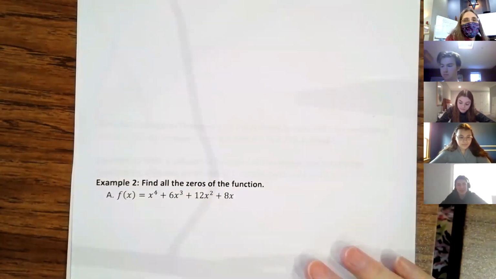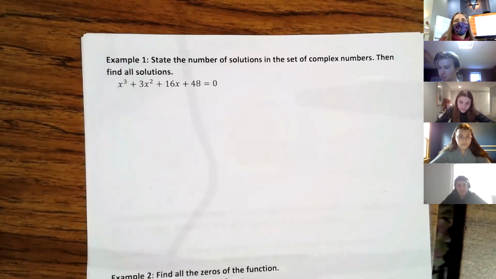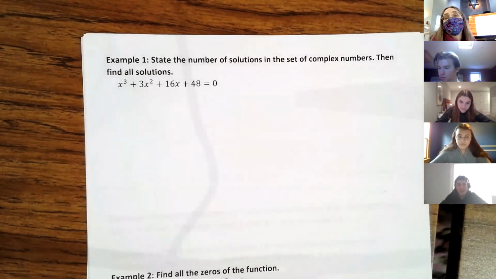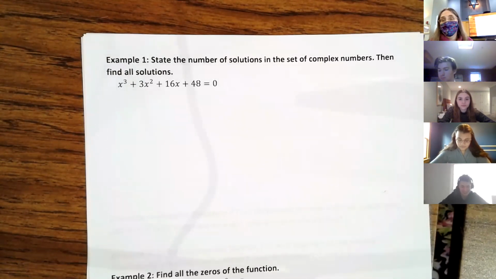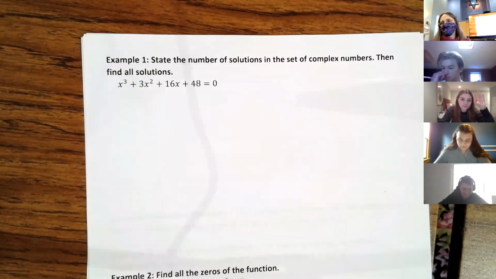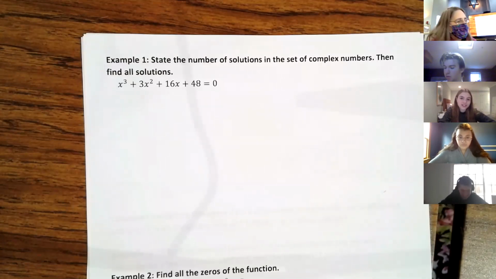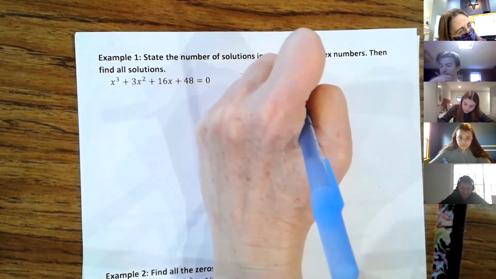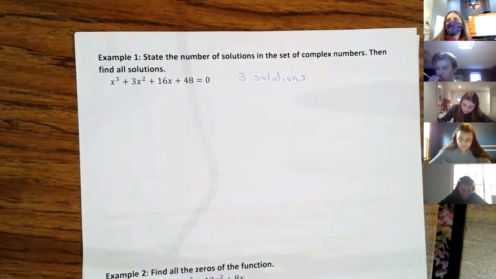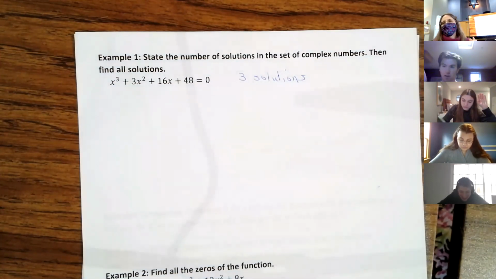Okay. So here we go. We want to first off state how many solutions we're going to have in this set of complex numbers and then find them. So the first question, okay, Emma. We have 3 solutions. Okay, we have 3 solutions. And what's something that I can do to start solving for that? Oh, let me pick on somebody else. Daniel.